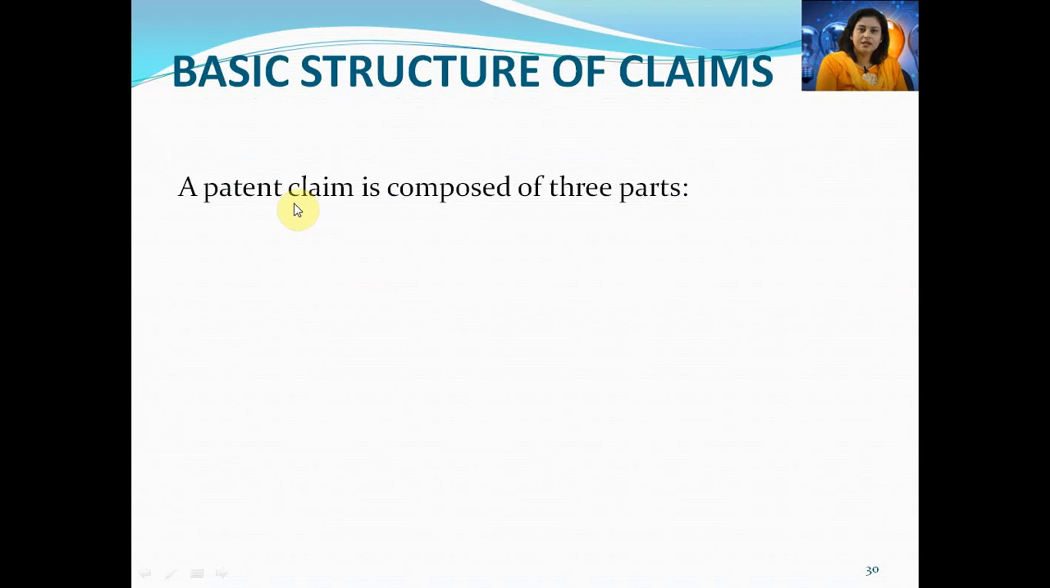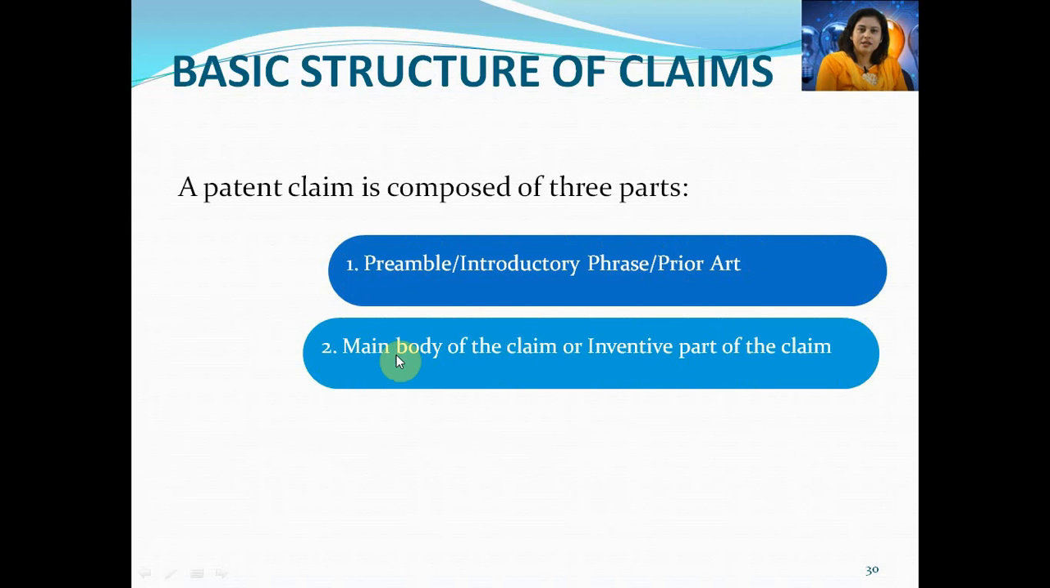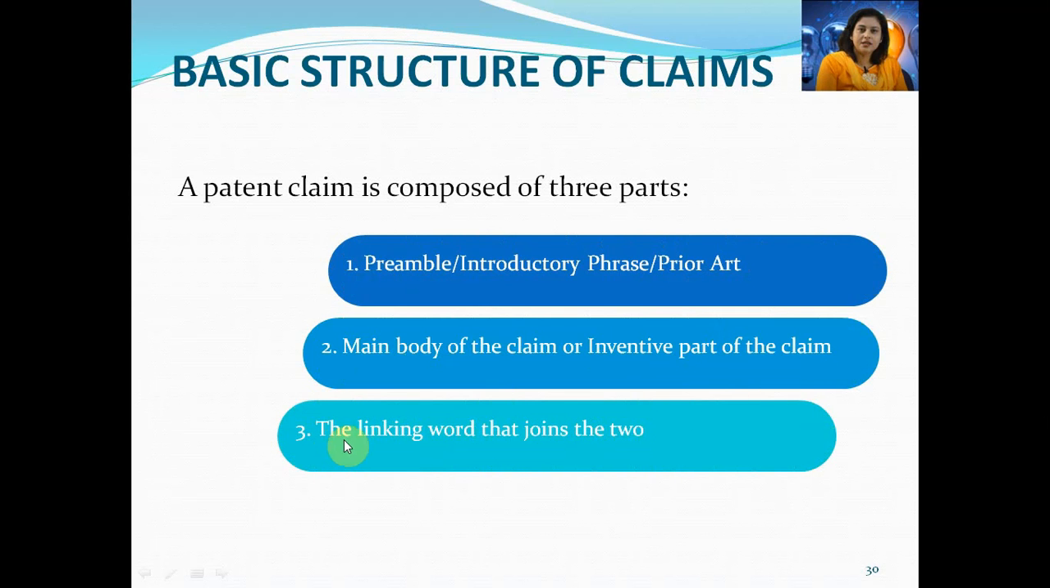Now let us find out the basic structure of claims. A patent claim is basically composed of three parts. The first one is the preamble or introductory phase or the prior art. The second one is the main body of the claim or inventive part of the claim. The third one is the linking word that joins the two.